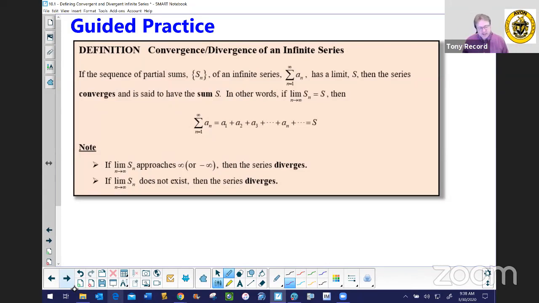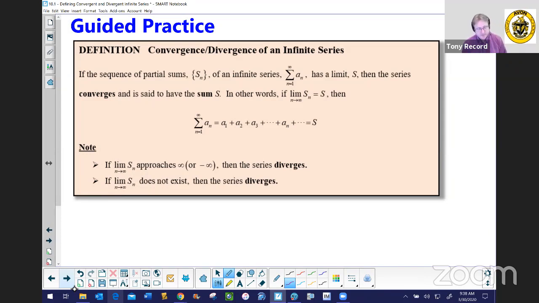Now, the actual definition of convergence and divergence is outlined in this box. We can talk about it as relating to the sequence of partial sums, which I'll call S sub n. And the summation of A sub n would have a limit S. If it has a limit of S, then that series is known to converge, and it's said to have the sum S. So to put it simply, if the limit of partial sums as n approaches infinity is equal to some finite value S, then that S is the sum of our infinite series.